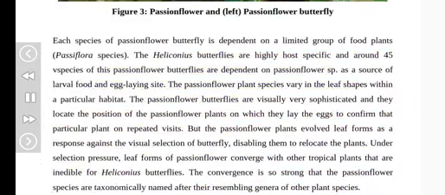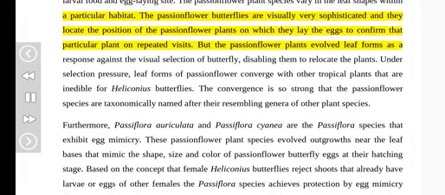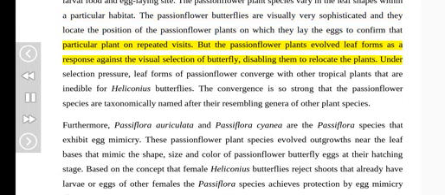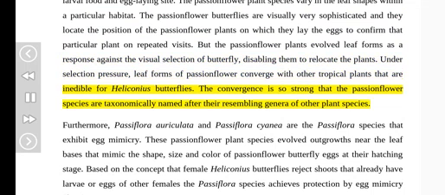The passion flower plant species vary in leaf shapes within a particular habitat. The passion flower butterflies are visually very sophisticated, and they locate the position of the passion flower plants on which they lay eggs, to confirm that particular plant on repeated visits. But the passion flower plants evolved leaf forms as a response against the visual selection of butterflies, disabling them from relocating the plants. Under selection pressure, leaf forms of passion flower converge with other tropical plants that are inedible for Heliconius butterflies. The convergence is so strong that the passion flower species are taxonomically named after their resembling genera of other plant species.